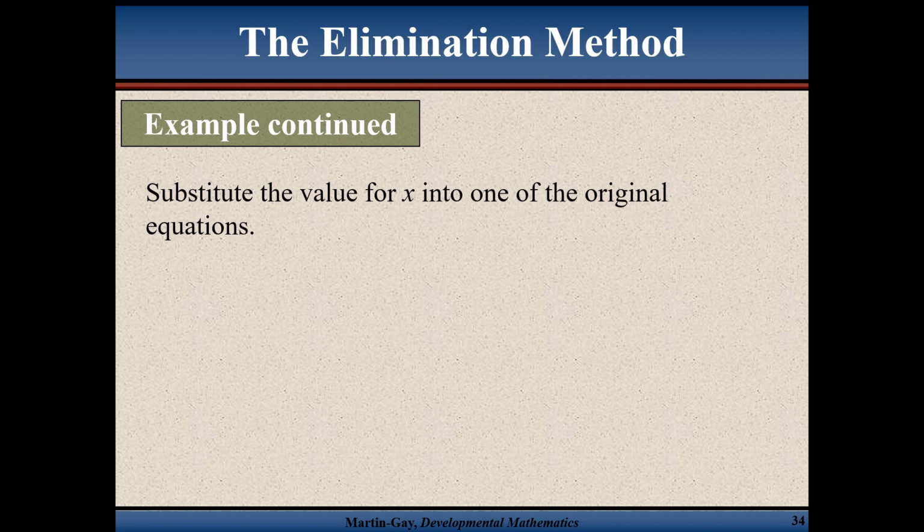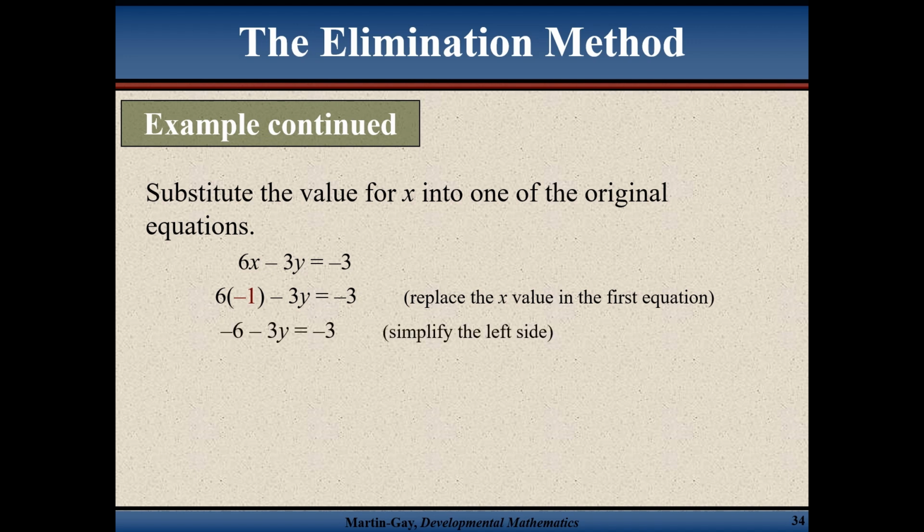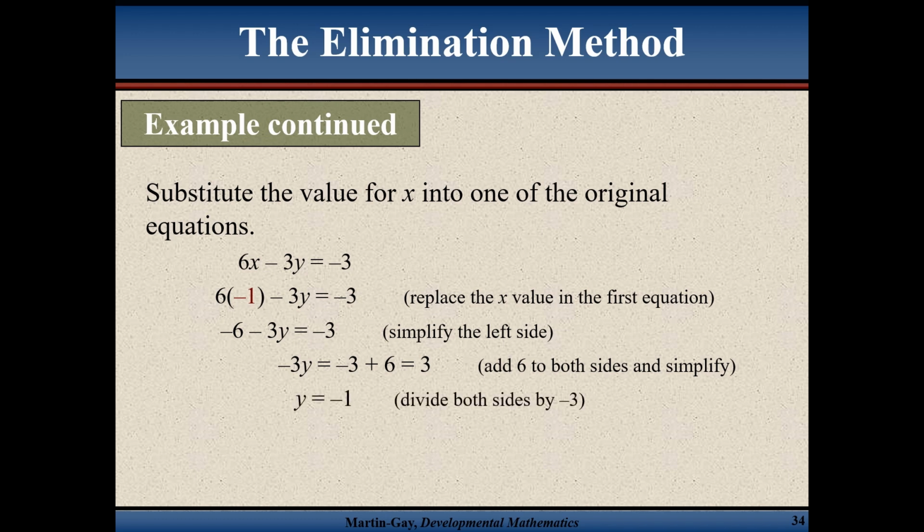Substitute that negative 1 into any of the equations. And then you replace the x value with the negative 1 as you see in there. So 6 times the negative 1 minus 3y equals negative 3. So negative 6 minus 3y equal negative 3. And then you're going to simplify the left side, then add 6 to both sides and simplify. And you end up with negative 1 again.